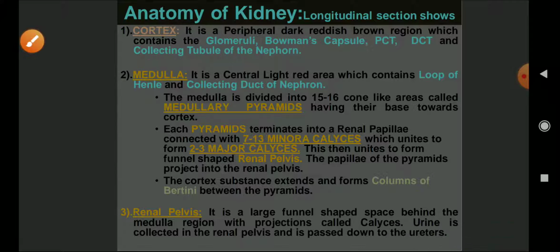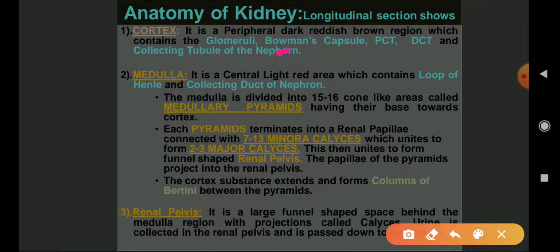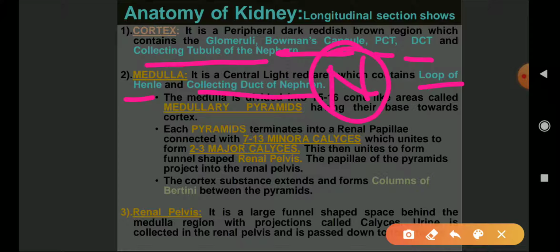The rest of the parts are the loop of Henle and the collecting duct of the nephron. So you will come to know about the structure of the nephron, which is written in light blue color. Let me underline: Bowman capsule, proximal convoluted tubule, distal convoluted tubule, collecting tubule of the nephron, loop of Henle, and the collecting duct of the nephron. So these are the parts of what? Nephron. What are nephrons? Nephrons are the basic structural and functional unit of the kidney. Some parts of the nephrons lie in the cortex, and some parts lie in the medulla.